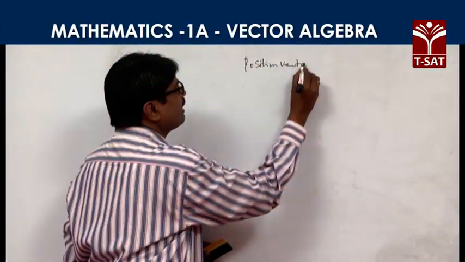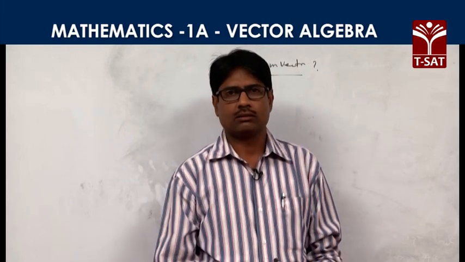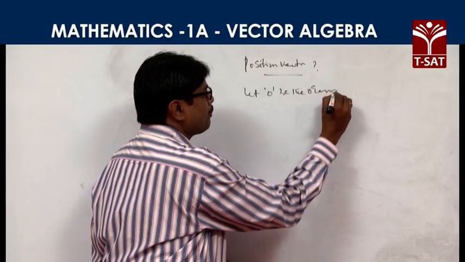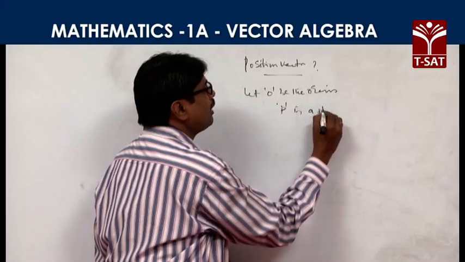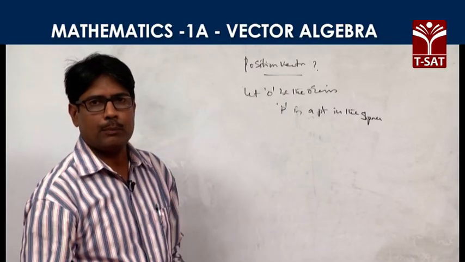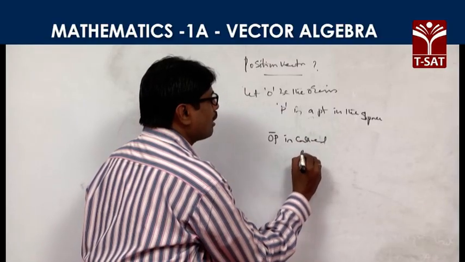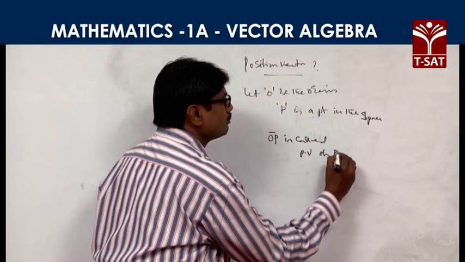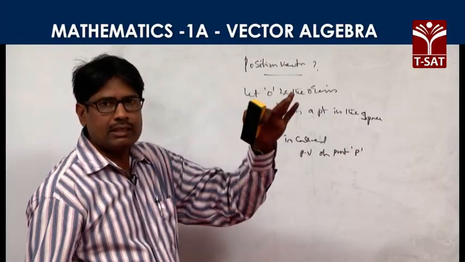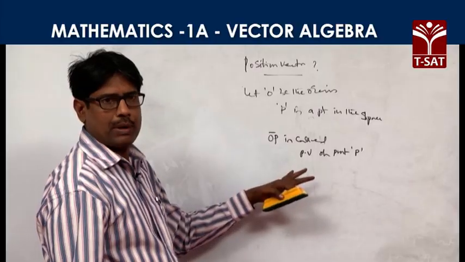What do you mean by position vector? Definition of a position vector. Let O be the origin. P is a point in the space. Then OP bar is called the position vector of point P. A vector whose position is connected to the origin is called a position vector. The position vector is OP bar.